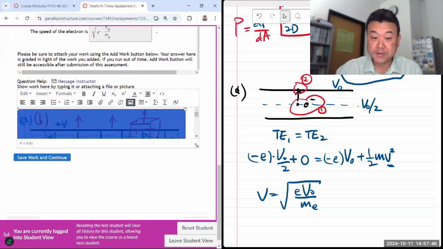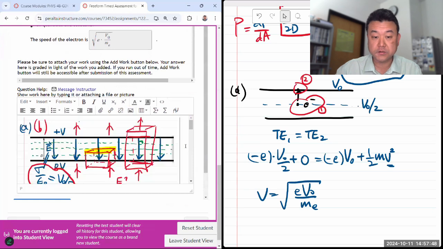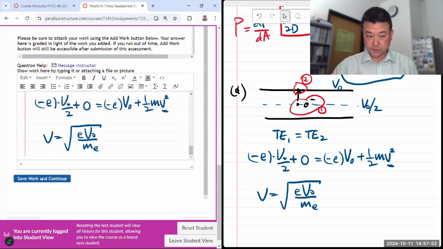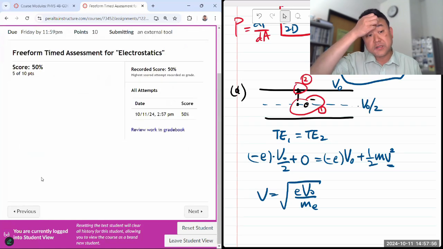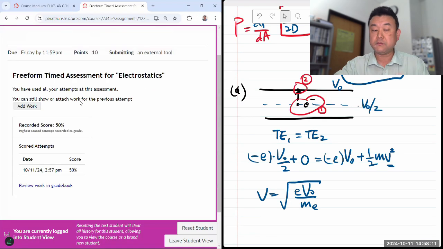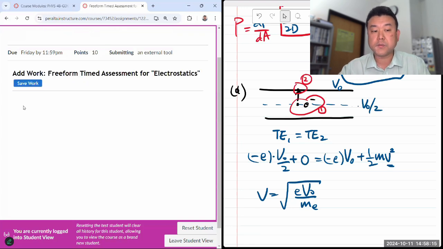But your work you can still change. In this screen, you still can. Let me just save the work and continue. Now, after you get past that point, I got those auto-graded portions correct. The other 50% is manually graded. So if you want to modify your work at this point, you can refresh this screen and go through the add work button.